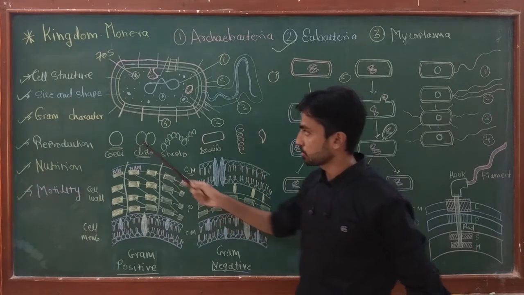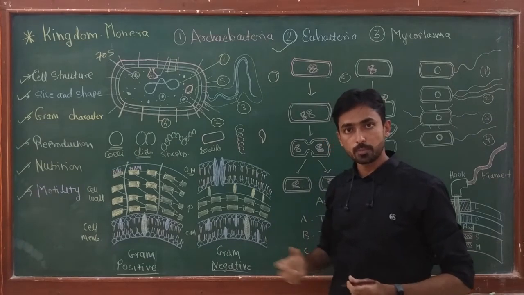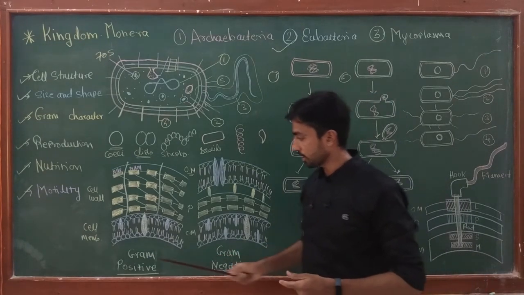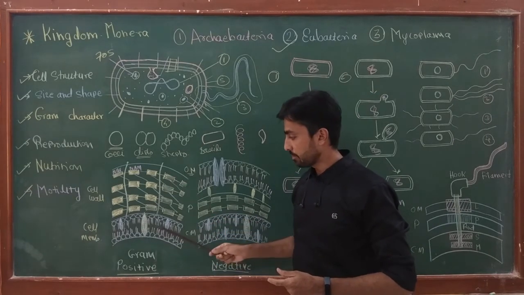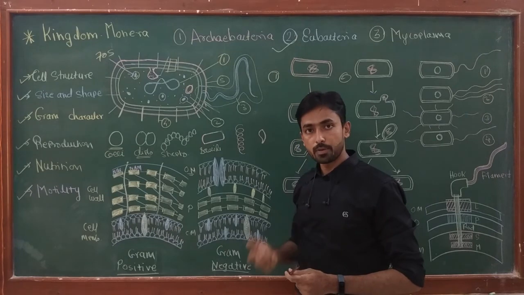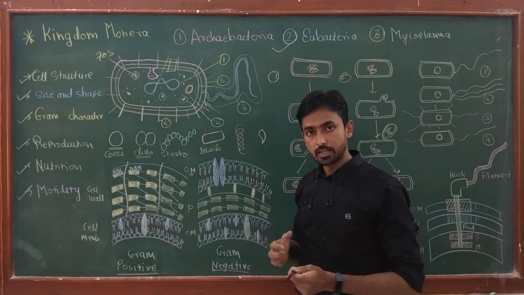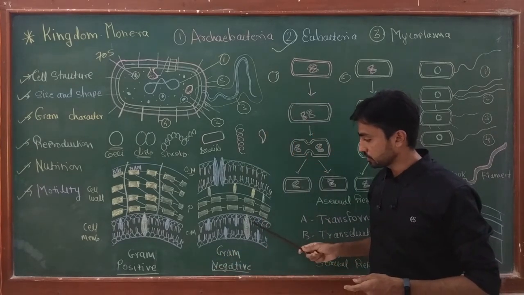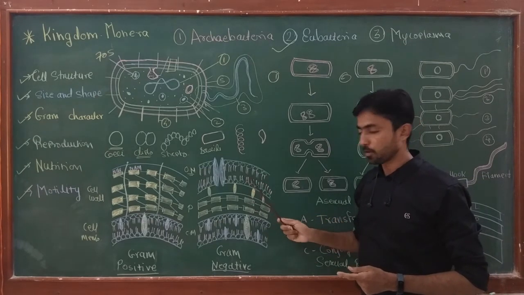Then we discussed the gram character. Hans Gram distinguished bacteria into two different types, gram positive and gram negative. Gram-positive organisms have a cell membrane and a thick peptidoglycan layer. The cell membrane is a semi-permeable membrane which is responsible for maintaining the traffic in and out of the cell. Then gram-negative bacteria show a cell membrane, a thin peptidoglycan layer and an outer membrane, which is made up of lipopolysaccharide.